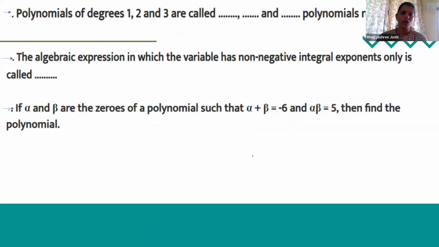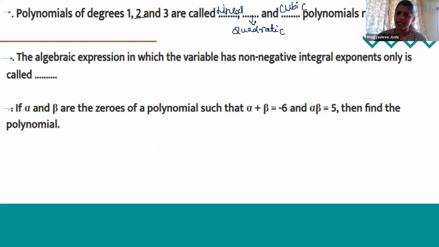Next. Polynomials of degree 1, 2, 3 are called, as I just discussed, polynomials of degree 1 are called linear polynomials. Degree 1 is linear. If degree 2, then it is quadratic. Degree 3, then it is cubic polynomials respectively. Remember, okay?